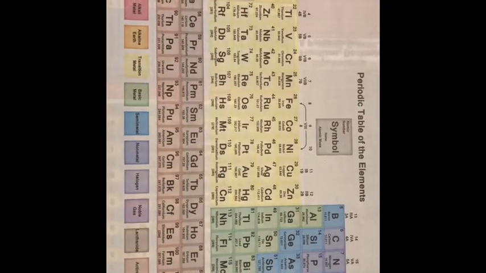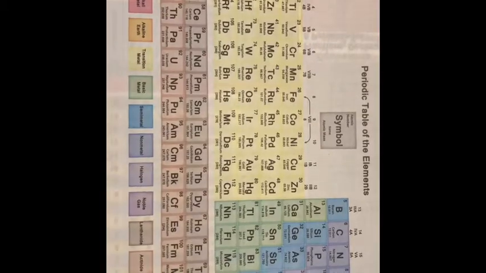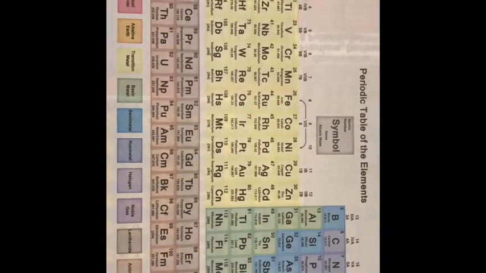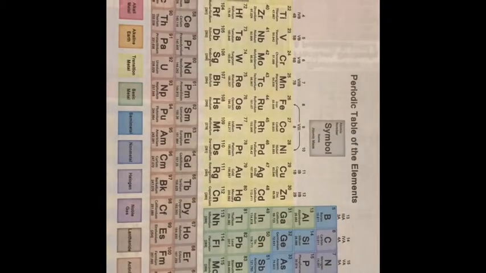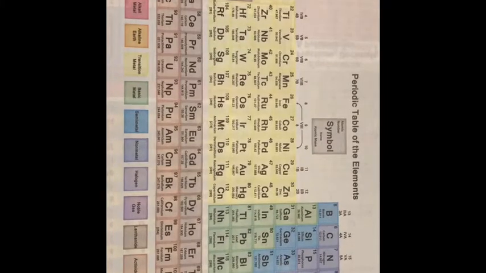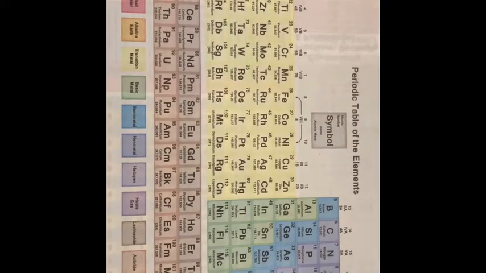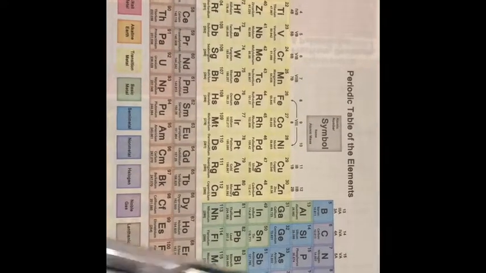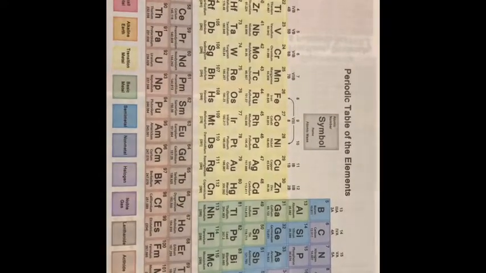So if we take oxygen, which has a mass number of 16 and 8 protons, how many neutrons does it have? Remember, mass number equals protons plus neutrons. We can rearrange this to show that neutrons equal mass number minus atomic number. So neutrons equal 16 minus 8, which equals 8. Oxygen, therefore, has 8 neutrons.